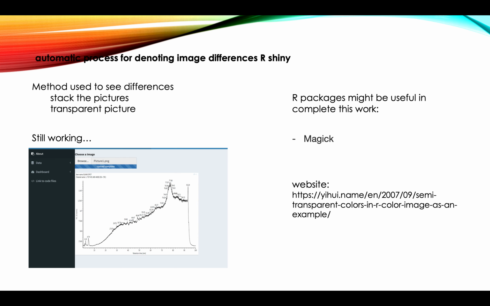In order to create a dashboard for researchers to see the difference among several mass chromatograms, we might need to stack the pictures together, and these pictures must be transparent so that we can compare the fluctuation between each other. Unfortunately, we are still working on it. It is actually a complicated process to accomplish. The package and the reference website may provide some useful information for you to figure it out.